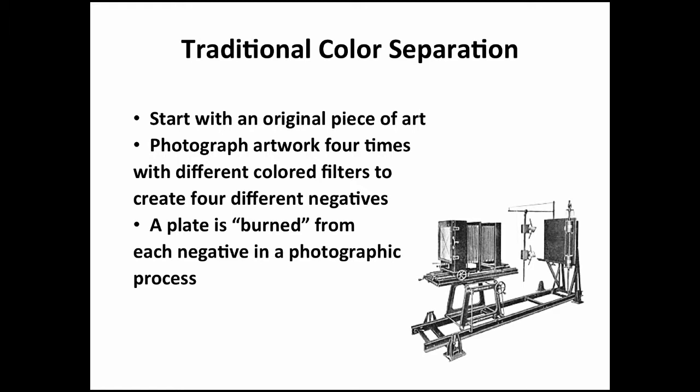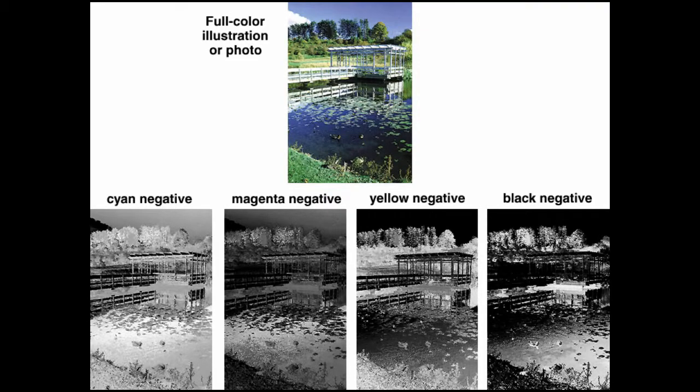In another photographic process, each of those 4 negatives is used to burn a plate. What I mean by that is a plate is actually a piece of metal or plastic or paper material that has a photosensitive coating on it, and the negatives are placed over the plate, it's exposed to light, and that actually burns the image into the surface of the plate. The result is that you have these 4 different negatives, one for each of the 4 colors of ink, and the film negatives are then used to burn the 4 plates that go on the press.